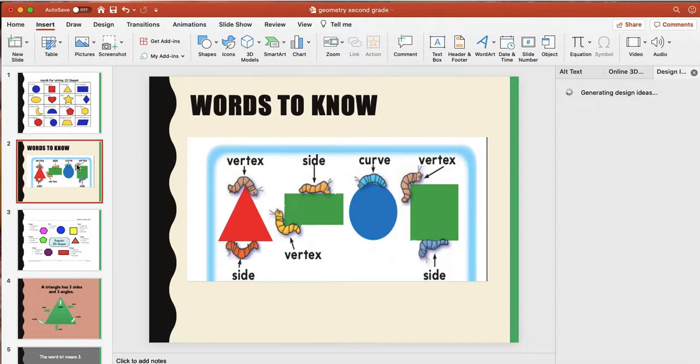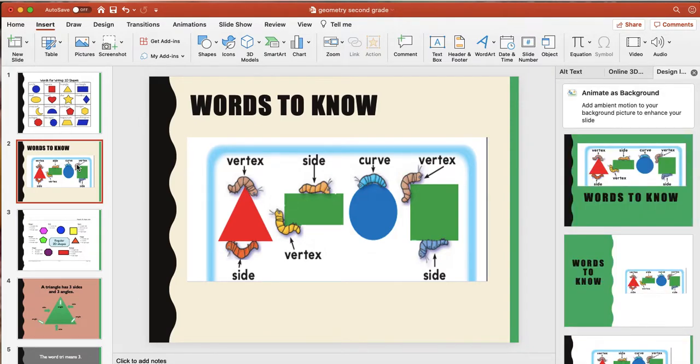Okay, some words to know, some key words. A vertex: as you can see here, the vertex is where the 2 lines meet. So kind of like the corner. So this triangle has 1, 2, 3 vertices because there are 3 corners over here. And then the longer part is called a side, so it has 1, 2, 3 sides.